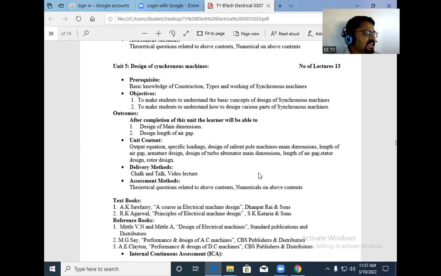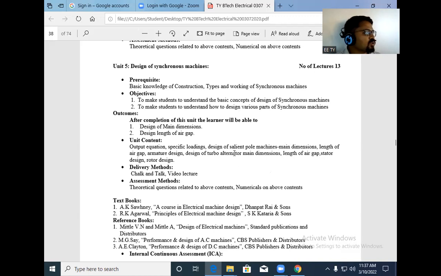Okay. Into the bracket, write down main dimensions, comma, length of air gap, comma, armature design. Okay, bracket complete. Next point, write down the next point.